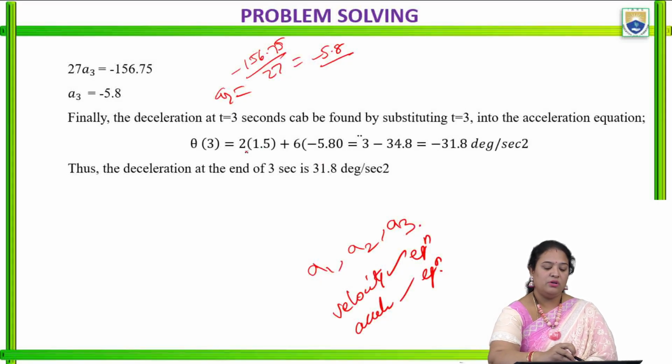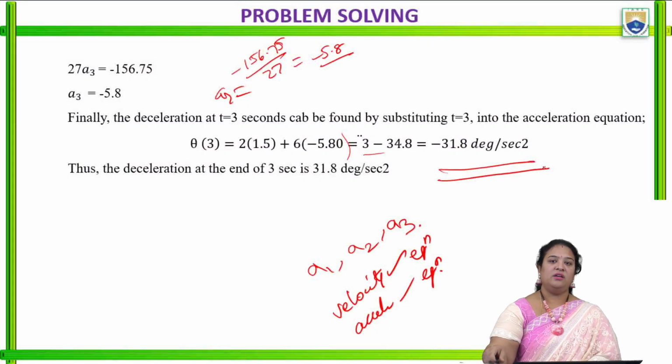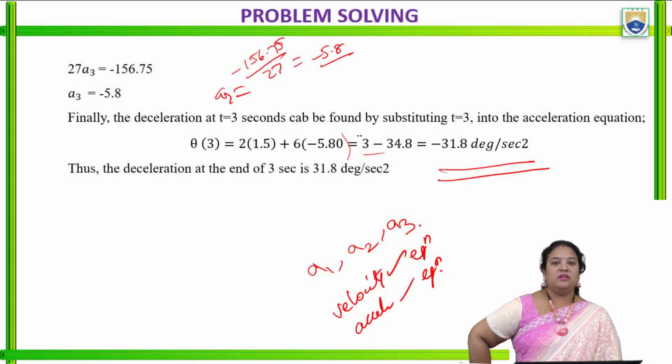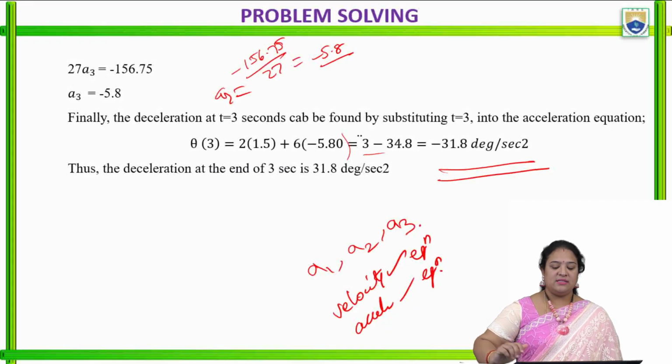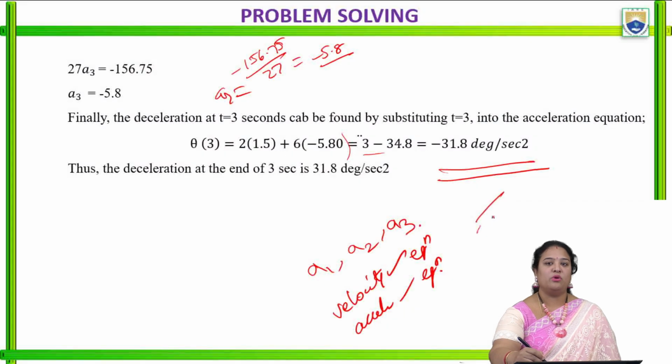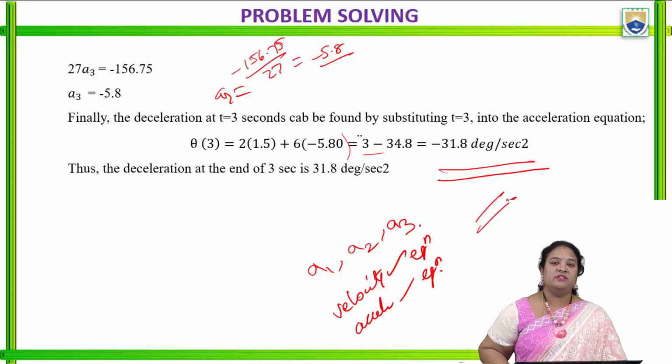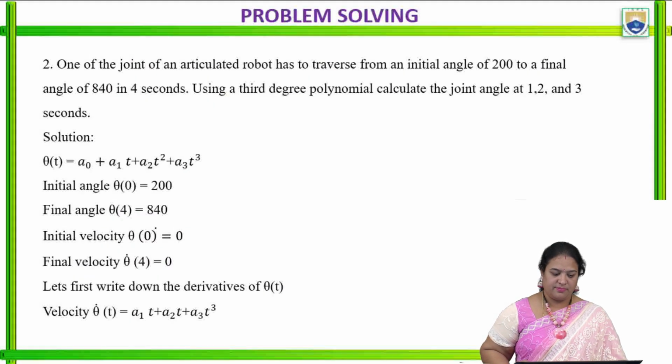So theta of 3 is equal to 2 of 1.5 plus 6 of minus 5.80, which we are getting as 3 minus 34.8, which is nothing but minus 31.8 degrees per second. So the deceleration at the end of 3 seconds is nothing but 31.8 degrees per second square. Hope you have understood this problem, how we have found the deceleration at the end of 3 seconds.